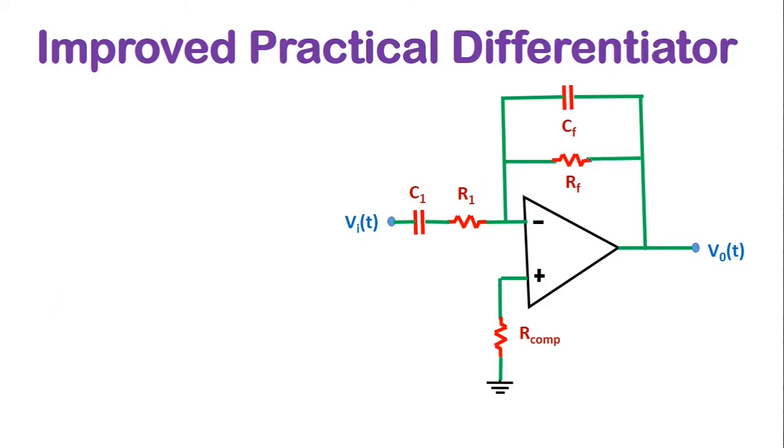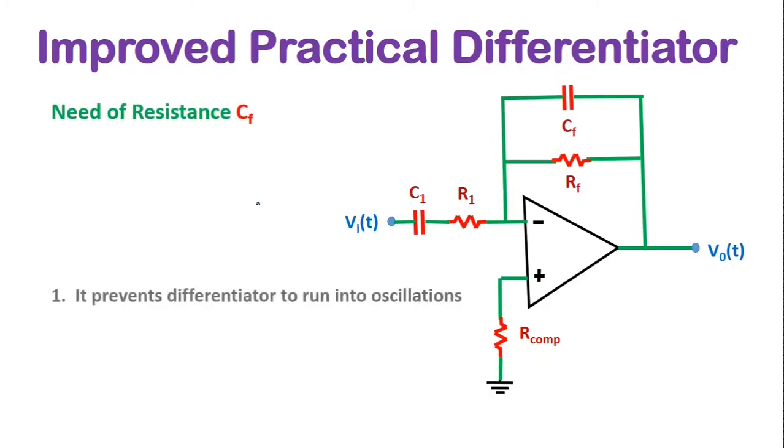This capacitance CF is a small value capacitor, and the need of capacitance CF in the circuit is that it prevents the differentiator from running into oscillations. That means it provides additional attenuation of the high frequency signals. Thus it prevents the differentiator from running into oscillations and becoming unstable. And the second need of this capacitance CF is that it reduces the bandwidth of the practical differentiator and makes it finite by introducing a pole in the transfer function.